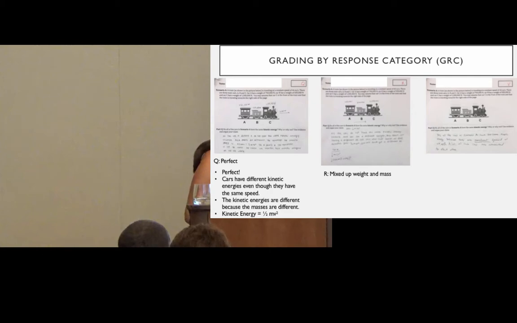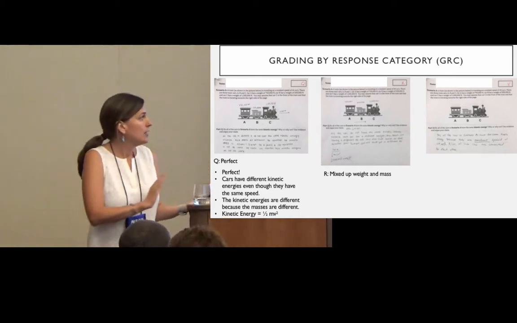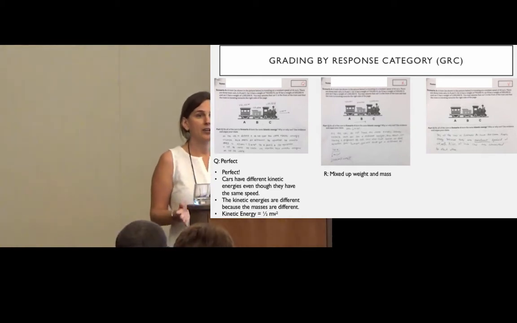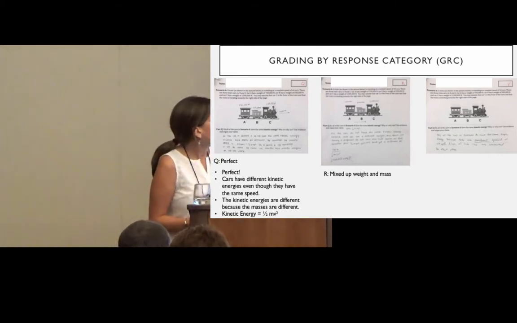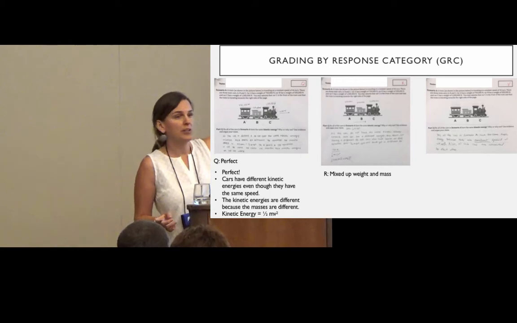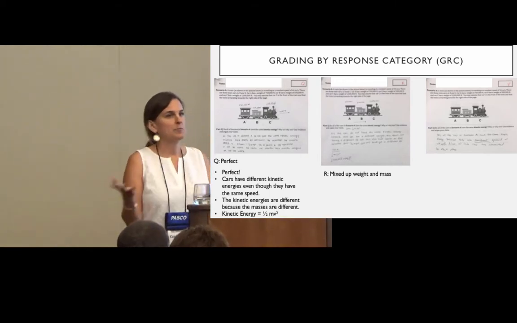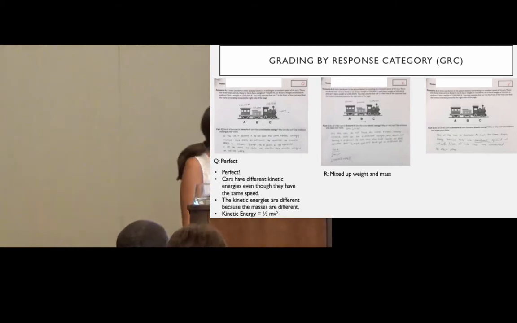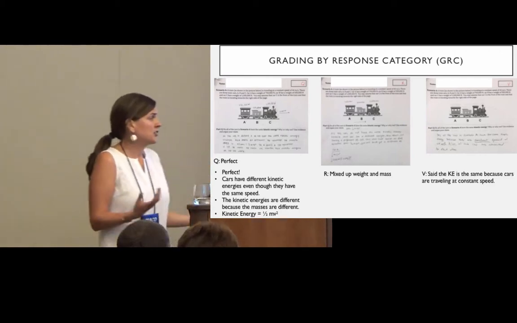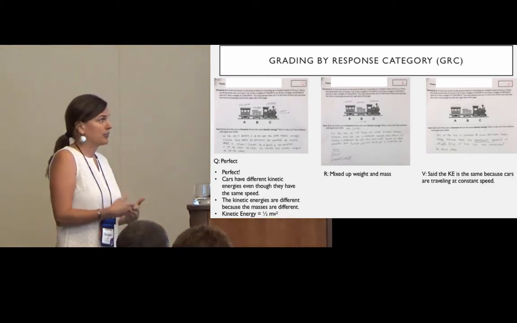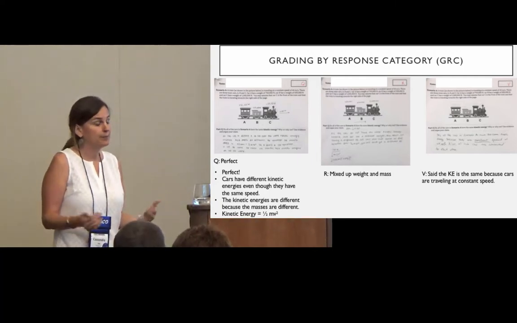And then from there, you are going to separate all the other ones into other categories of biggest error. So for example, this particular student mixed up weight and mass. They had a very similar solution to Q, but instead they said weight instead of mass. And so instead of having a Q, you give them a symbol of R. I'm just making up letters here. Okay, it doesn't matter what the letters mean at this point. And then here's just another one. This student said that the KE is the same because the cars are traveling at constant speed.